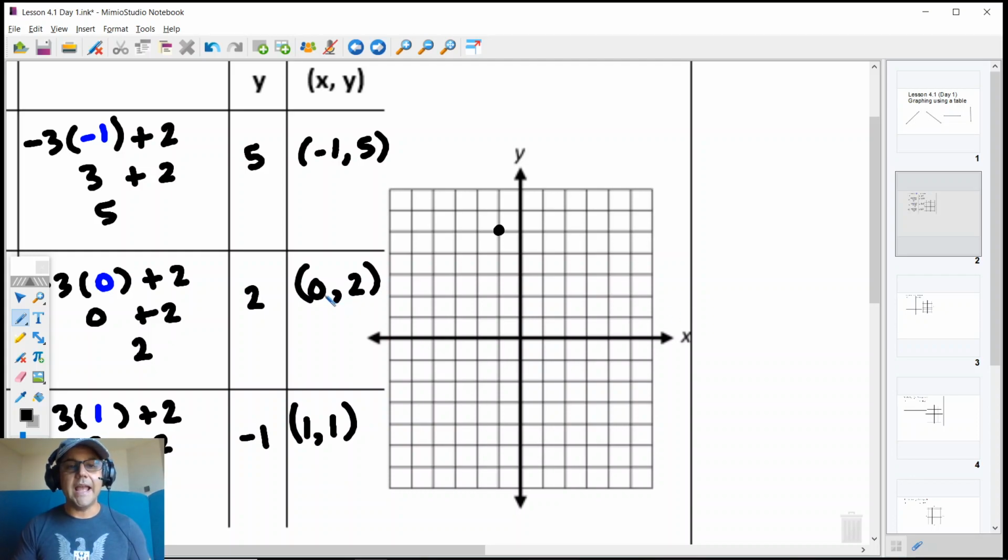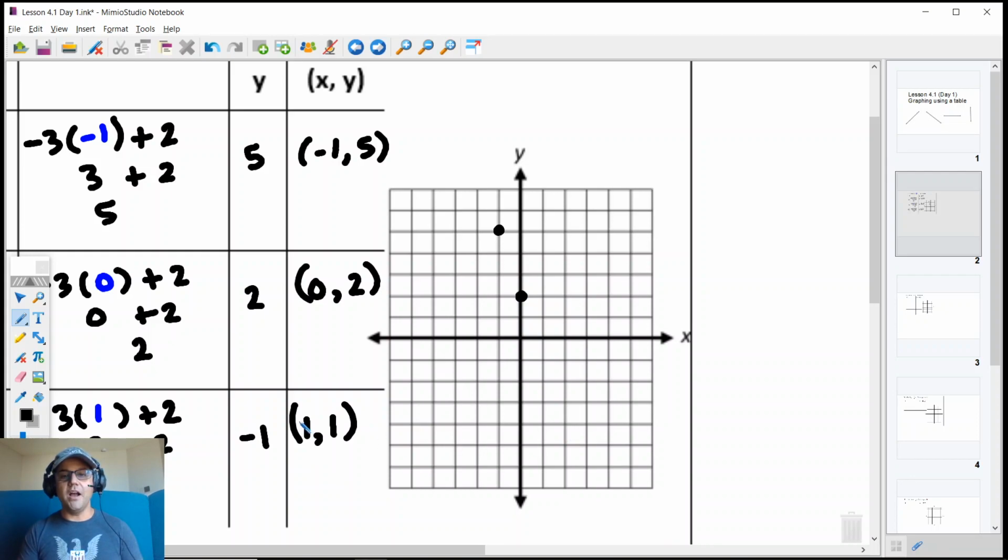All right, next one, x is 0, y is 2. So back to the origin, x is 0, that means no left or right movement. My y is 2, which means up 1, 2. Sometimes students get those confused. They think it's 2, 0, but it's really 0, 2. So one more time again. X is 0, so that means no left or right movement. Y is 2, so I go up 1, 2.